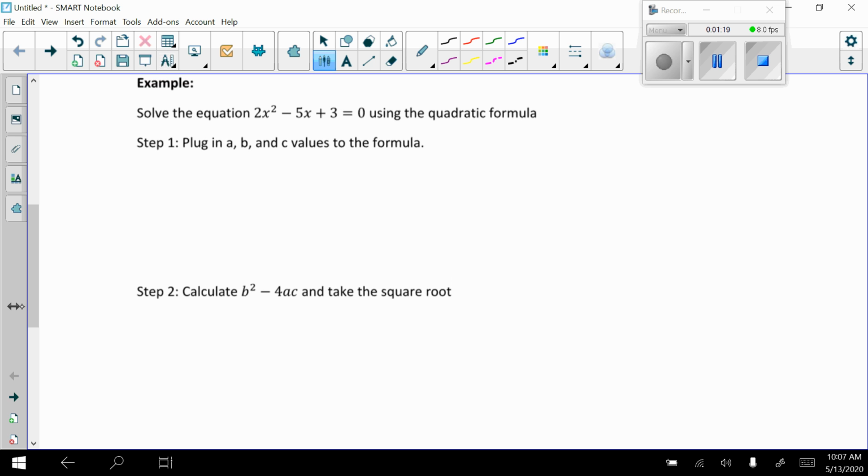We are told to solve the equation 2x squared minus 5x plus 3 equals 0 using the quadratic formula. This is in standard form, so I know I can use the quadratic formula. I'm just going to rewrite it over here so that we don't have to keep looking back up there. x equals negative b plus or minus the square root of b squared minus 4ac, all divided by 2a. Okay, so there's our equation.